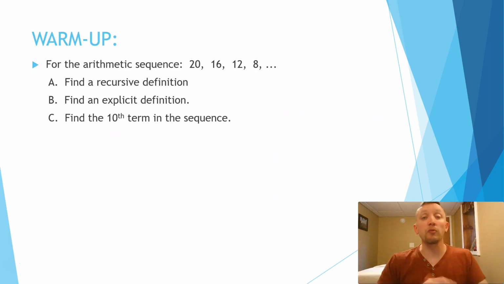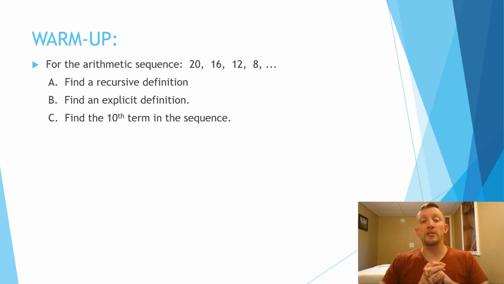Actually, before we do that, let's start with a warm-up. So I want you to review what we just did in the previous day, in the previous lesson. And so I want you to look at this sequence, the 20, 16, 12, and 8. And I want you to find a recursive definition, which is just another name for a recursive formula, an explicit definition, so an explicit formula, and also find the 10th term in the sequence. So you want to remember which one of the formulas that you find will be the best one to use to find that 10th term. So why don't you guys go ahead and pause the video and hit play when you're ready to check to see if you've done this warm-up activity correctly.